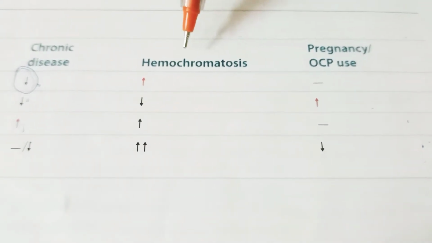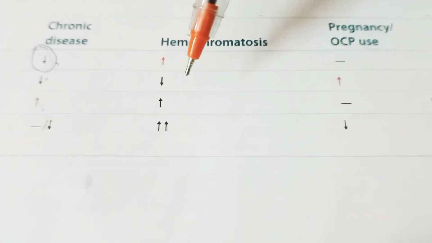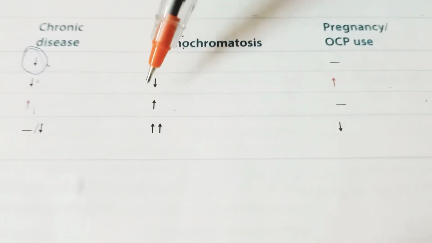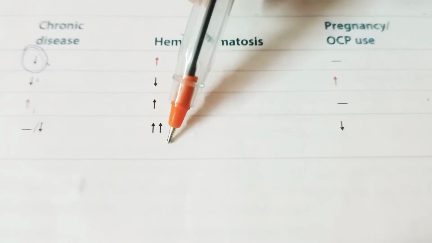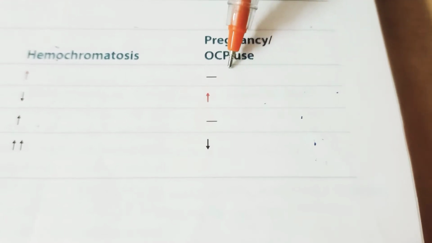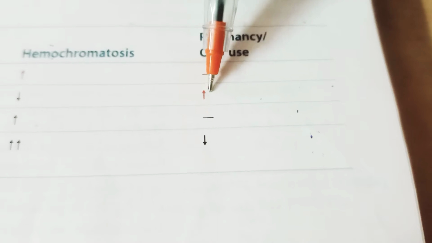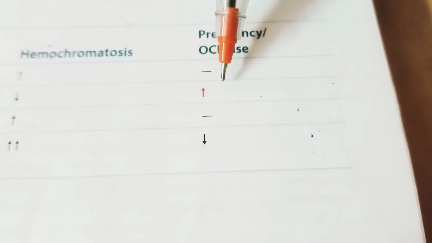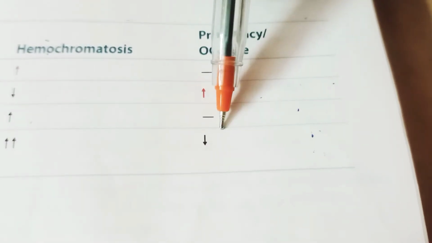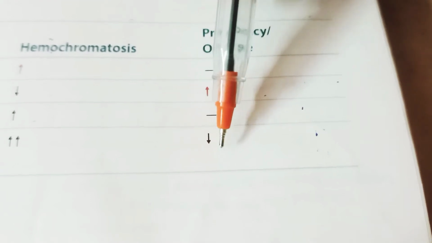Next, coming to hemochromatosis. You can clearly understand hemochromatosis means accumulation of iron. So serum iron will increase, whereas transferrin will decrease and ferritin will increase. Of course, as I said, serum iron is always related to the transferrin saturation, so that is also increasing. Pregnancy or OCP use. Here the serum iron will be normal, or you can say decreased, but the transferrin will be increased because in a pregnant female there is higher chance of using iron, so transferrin will increase. Ferritin may be also decreased or normal, whereas transferrin saturation will decrease.